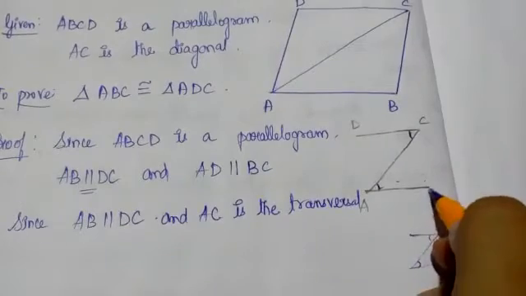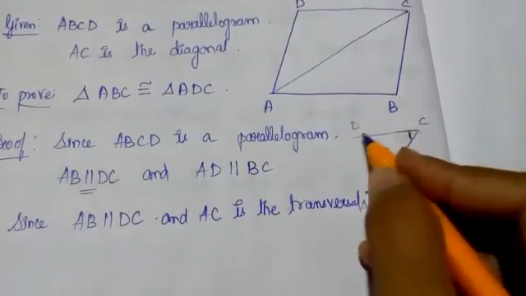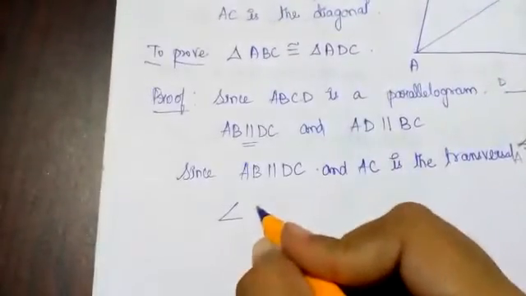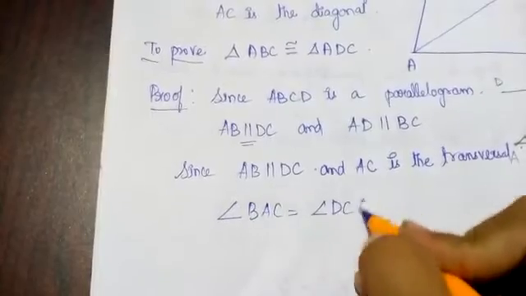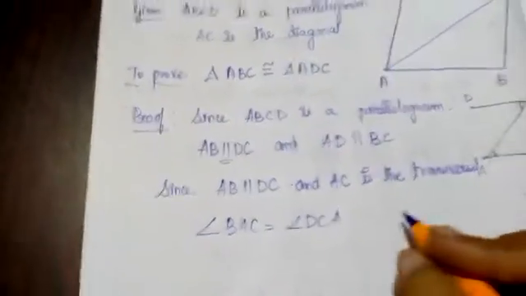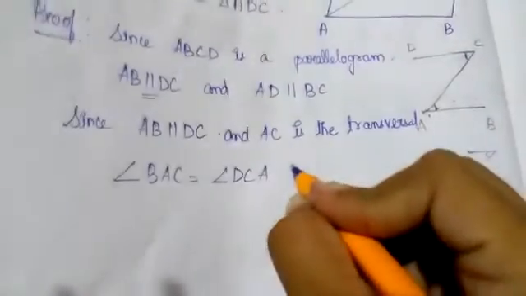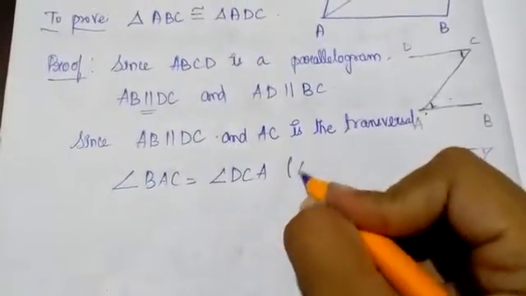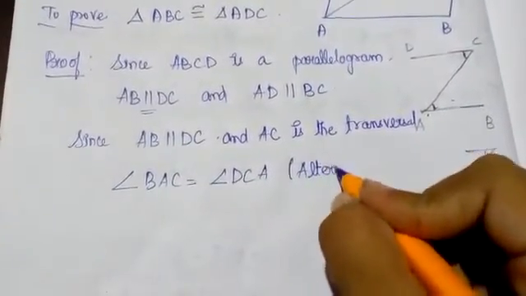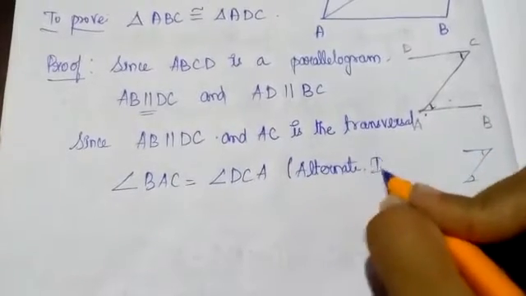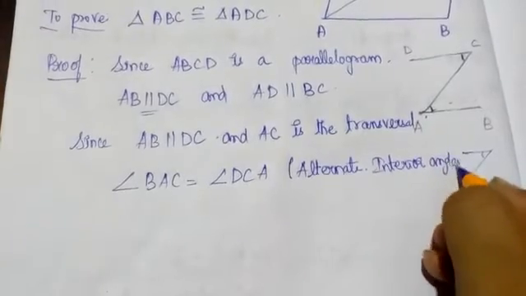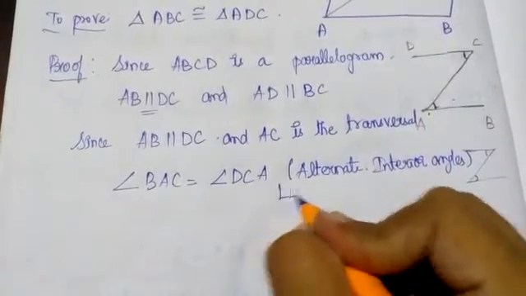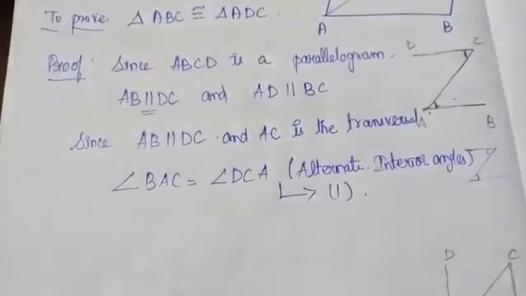So you can write it, angle BAC is equal to angle DCA. Why are they equal? Because they are alternate interior angles. Alternate interior angles. Okay, and you can keep this as equation 1.